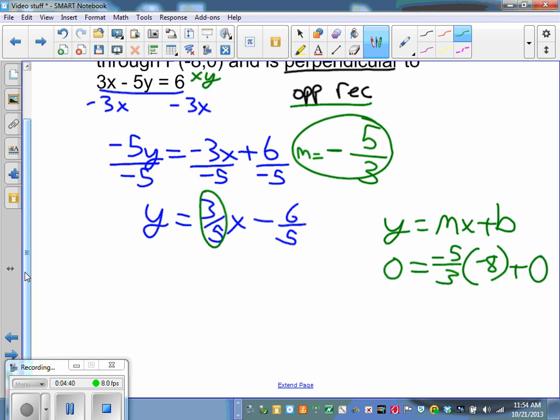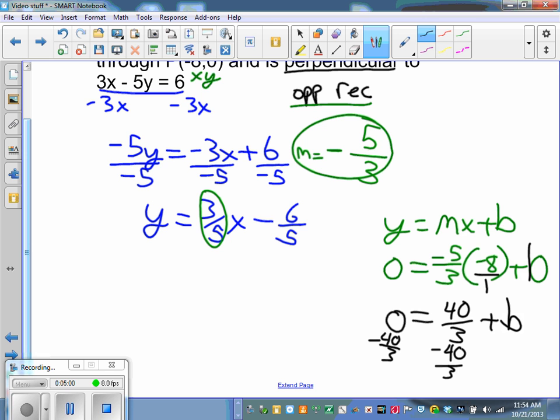All right, it doesn't look like it's going to come out that nice, but that doesn't matter. We have 0 equals -5 times -8 is +40/3 plus my b. Add -40/3 on both sides. So b ends up being -40/3. So I can write my new equation, y = -5/3 x - 40/3.